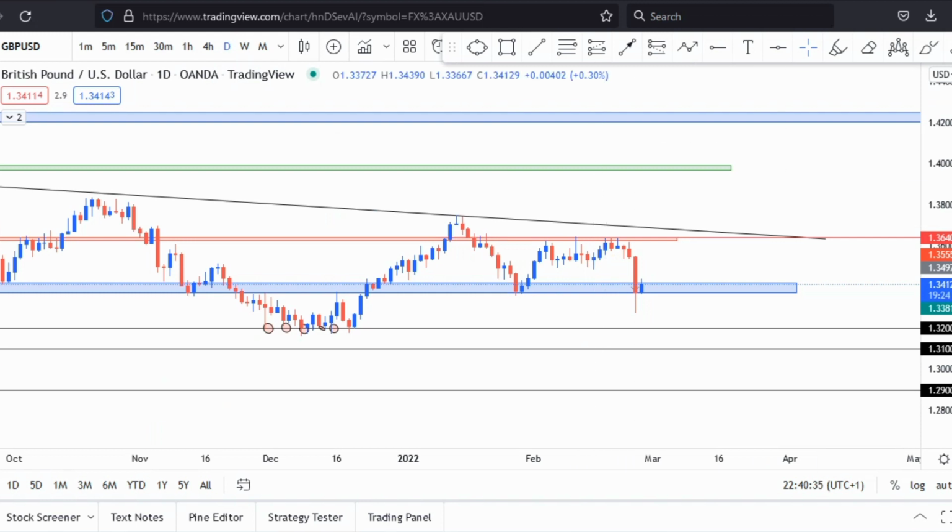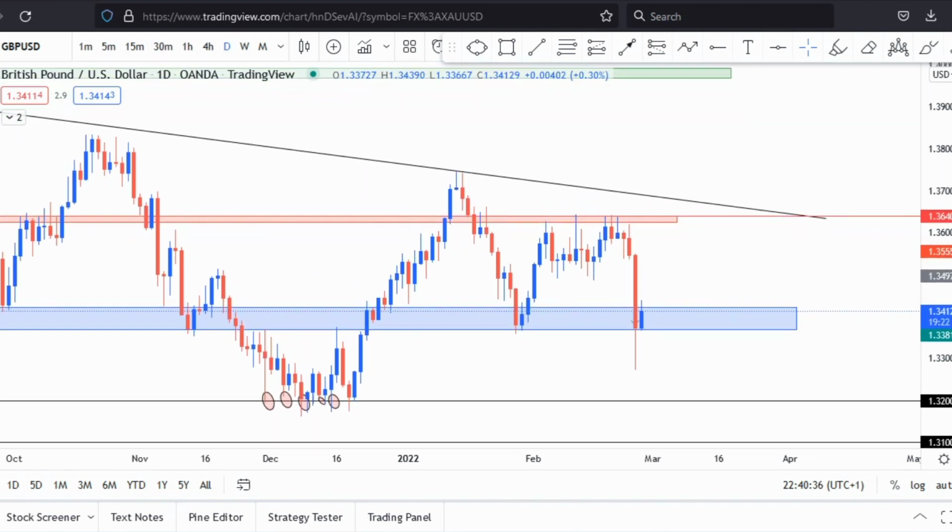When we get to the daily time frame, we can see again here at support that price is currently forming this sort of inside bar. And you know what we'll be doing in the upcoming week is to trade this inside bar.